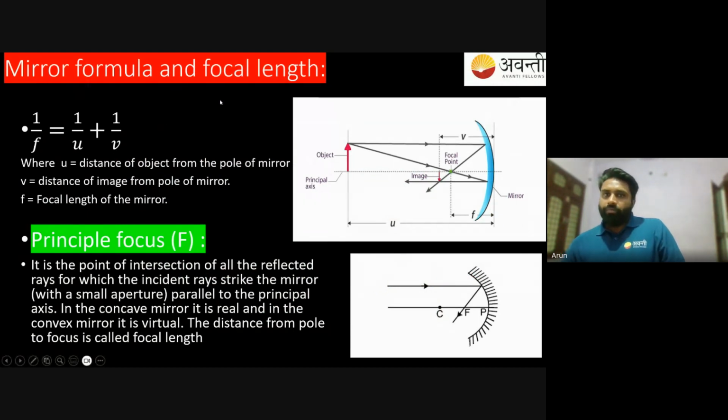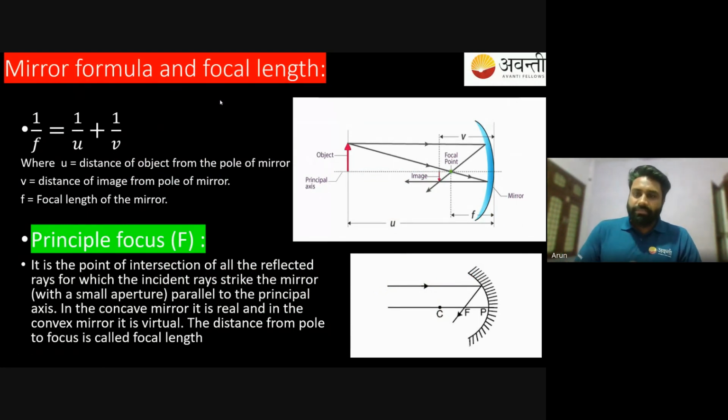Now we are going to focus on the mirror formula and focal length. I have not discussed the focus in the previous part where I discussed all the terms, because focus is something that you need to focus on more. Okay, so first of all we have this mirror formula.